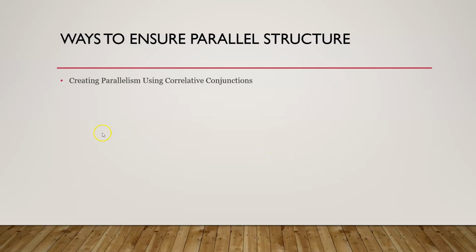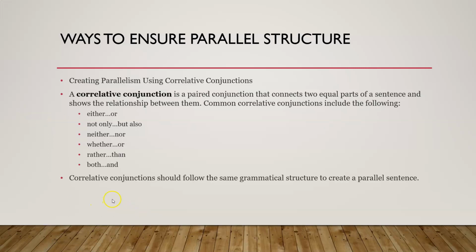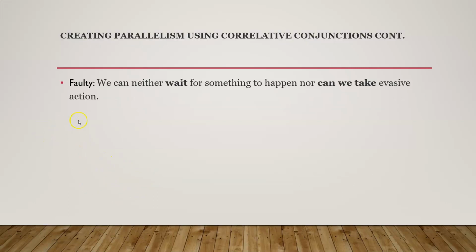And finally, you want to make sure to use correlative conjunctions. A correlative conjunction is a paired conjunction that connects two equal parts of the sentence and shows the relationship between them. Some common correlative conjunctions are either or, not only but also, neither nor, whether or, rather than, both and. And just like we saw with the fanboy conjunctions and with than and as, you want to maintain the same type of grammatical structure on both sides. Here's an example of faulty parallel structure.